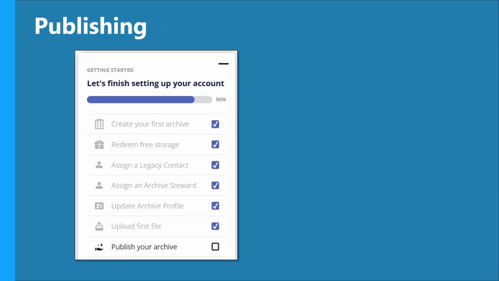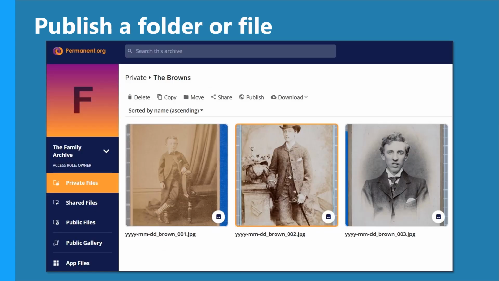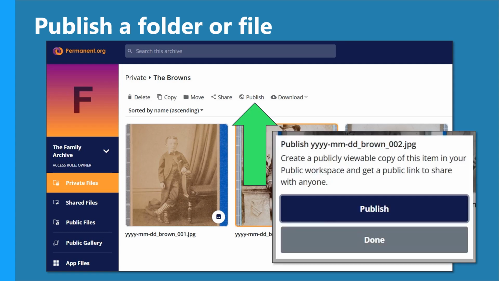The final item on your checklist is Publish your archive. You can choose to publish individual folders or just publish individual files, or of course you can choose to keep the contents of your archive private. To publish a folder or a file, highlight the folder or the file and choose the Publish option from the menu and then the Publish button.